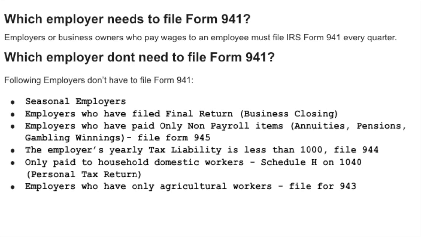Only paid to household domestic workers. So if the employer only has the domestic household workers, then he will report the taxes on Schedule H of his personal tax return, the Form 1040. Employers who have only agricultural workers, they will file the Form 943 instead of the Form 941.